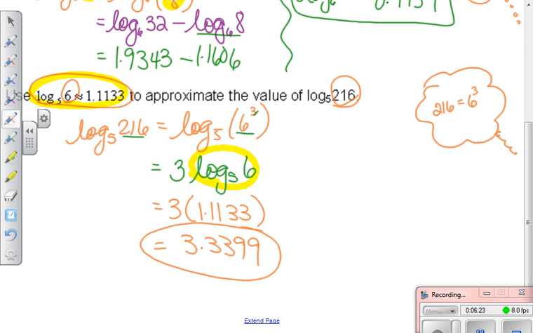And that's how you evaluate logs for certain values that would not be possible to do on your calculator. You cannot do log base 5, base 2, base 7 on your calculator. This is the only method. So that is the end of the 10.3 lesson.